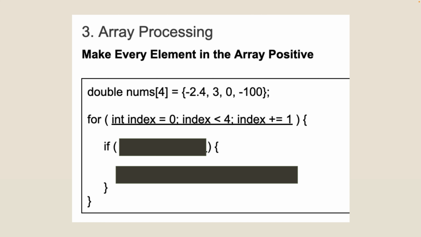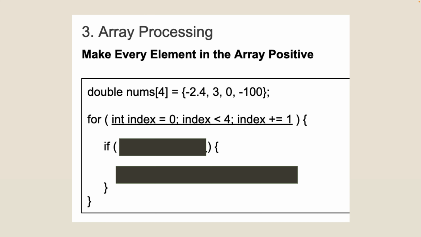So do we have to do anything for the 3 or the 0? No. Do we have to do something for the negative 2.4 and the negative 100? Yes. So we're doing 2 different things based on what the number is. That's your bell going off like, all right, I need an if statement here, because 2 different things are going to happen.